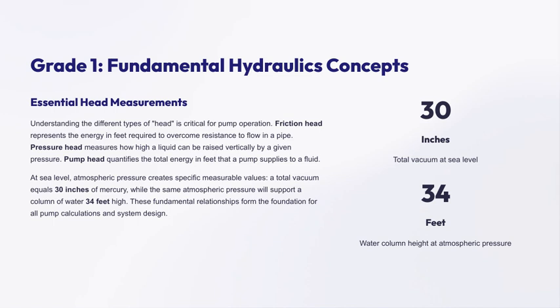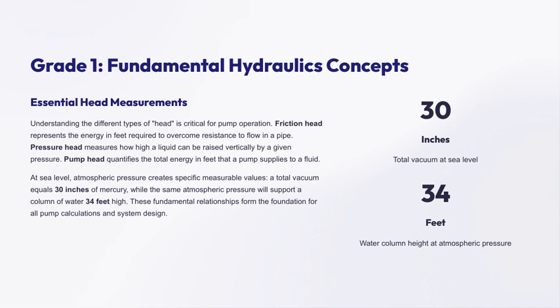Let's take a closer look at some essential head measurements in fundamental hydraulics. Understanding the different types of head is really key to effective pump operation. First up is friction head, which is the energy, measured in feet, needed to overcome resistance as fluid flows through pipes. This tells us how much energy is lost due to friction. Next is pressure head. This measures how high a liquid can be lifted vertically simply based on pressure. It's a way to quantify the capacity of a pump to lift water. Then we have pump head, which is the total energy, again in feet, that a pump supplies to a fluid to keep it flowing.